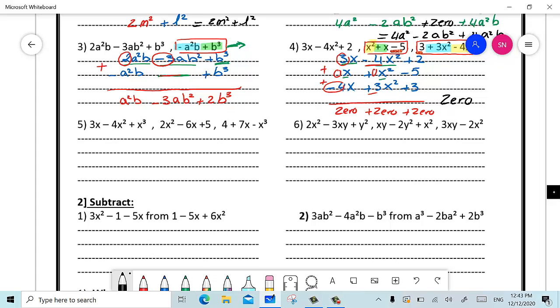Let's now have more examples in question number 5. Again, I have here 3 expressions to add together. So the first step I do is to write the first expression as it is.